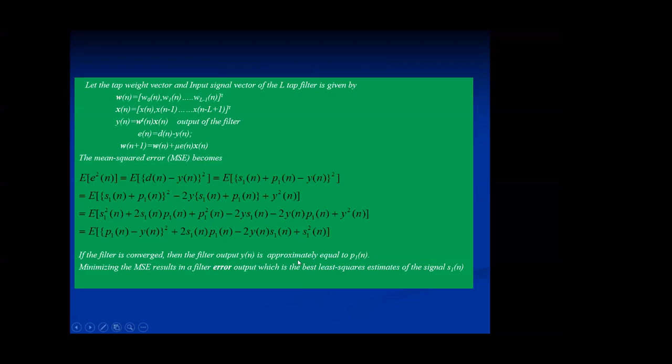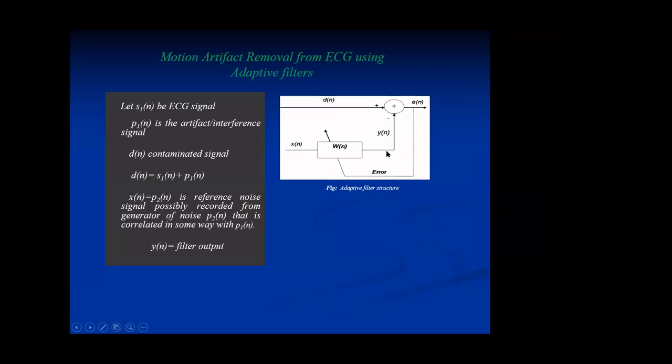So at the convergence, the filter output is approximately equal to P1 of n. The desired signal is S1 plus P1, and the filter output is P1. If I subtract P1, you will get the signal. So we are going to try such that this signal is signal plus noise.